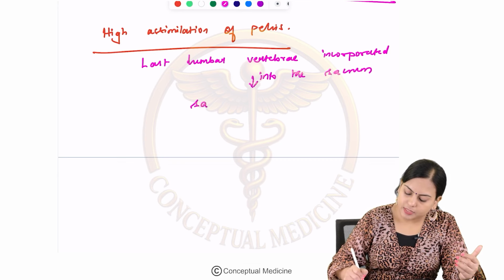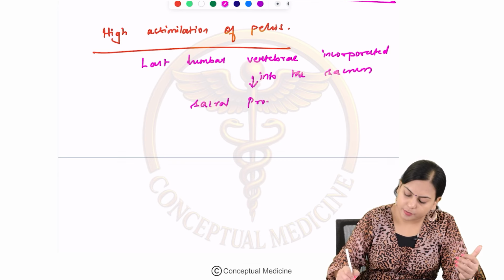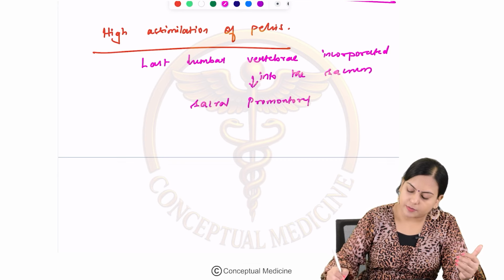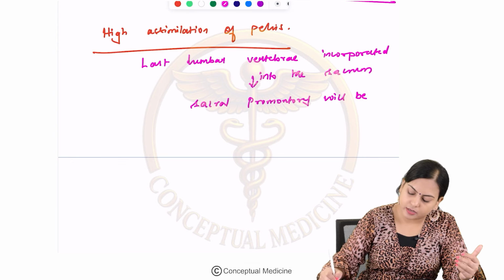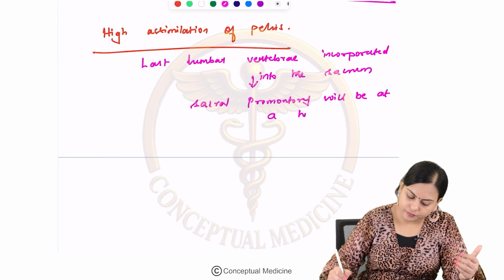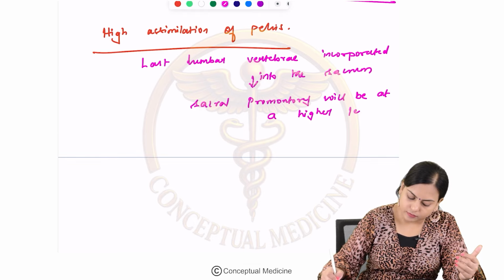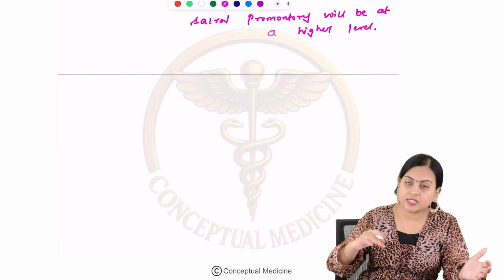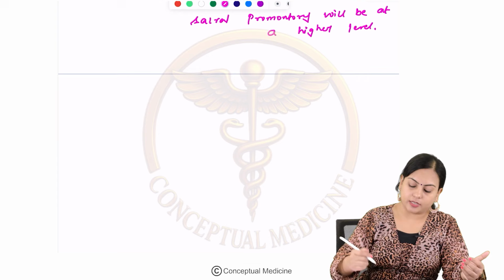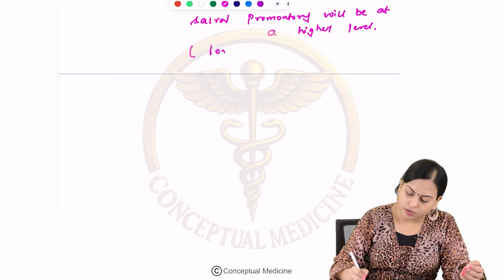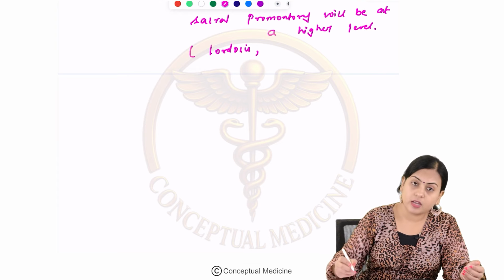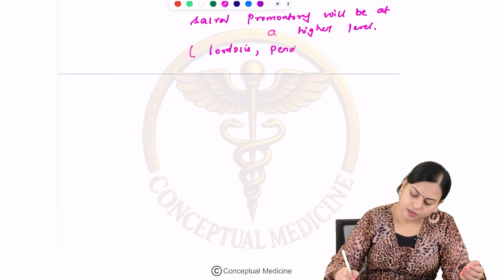What happens because of this? The sacral promontory will be at a higher level. Okay. This higher level of inclination can lead to lordosis or pendulous abdomen.